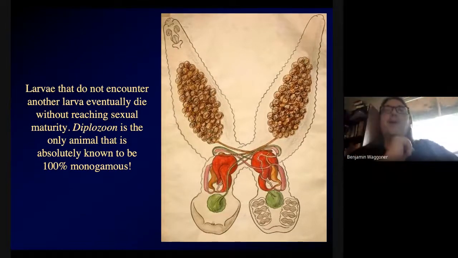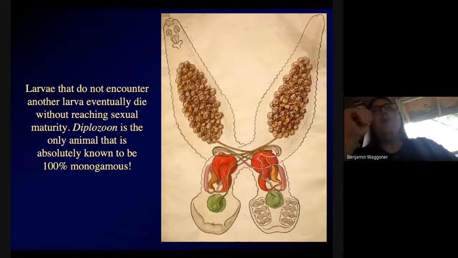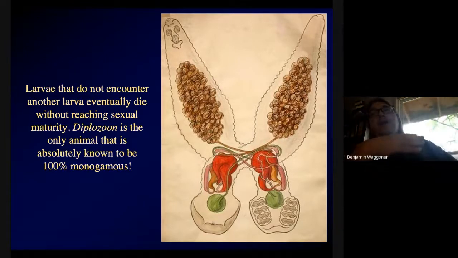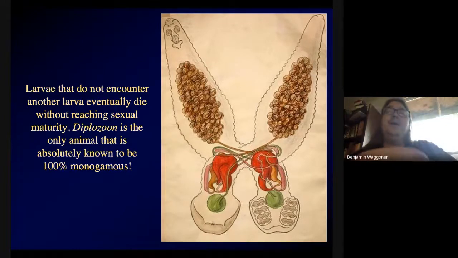And the weird thing is that if a larva does not encounter another larva, it will die and never reach sexual maturity. The only way for these to reach sexual maturity in the first place is to fuse together and do that crossover trick, which means that Diplozoon is the only animal that we are absolutely sure is monogamous. Most other animal species that are mostly monogamous will reproduce outside the pair bond if the opportunity presents itself. Ask Dr. McDonald sometime about extra pair copulations in birds. It's a pretty common tactic. Diplozoon is absolutely known to be 100% monogamous because they can't reproduce at all unless they have fused with a mate. So there, little food for thought, I suppose.